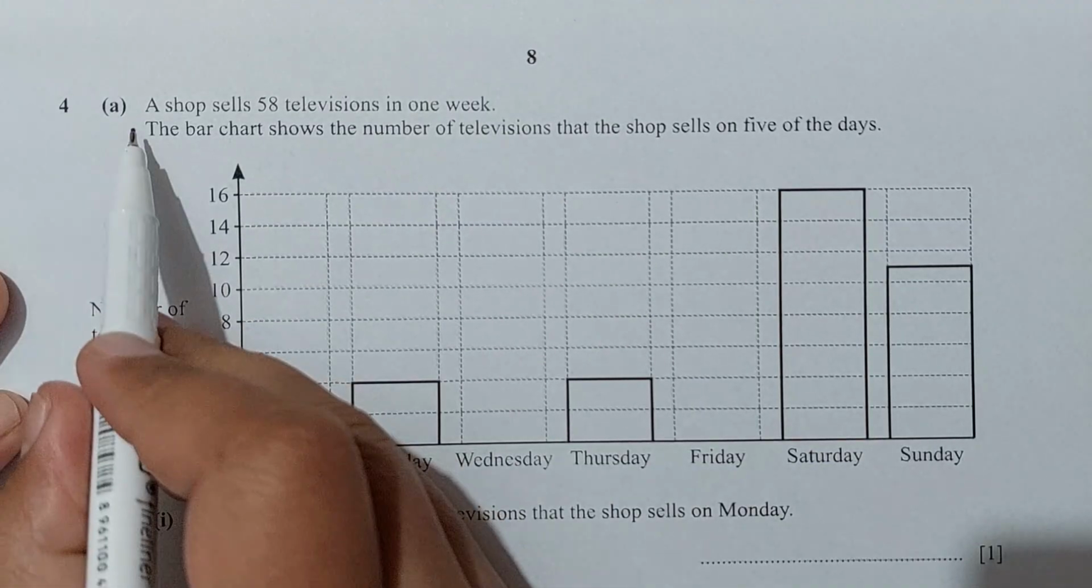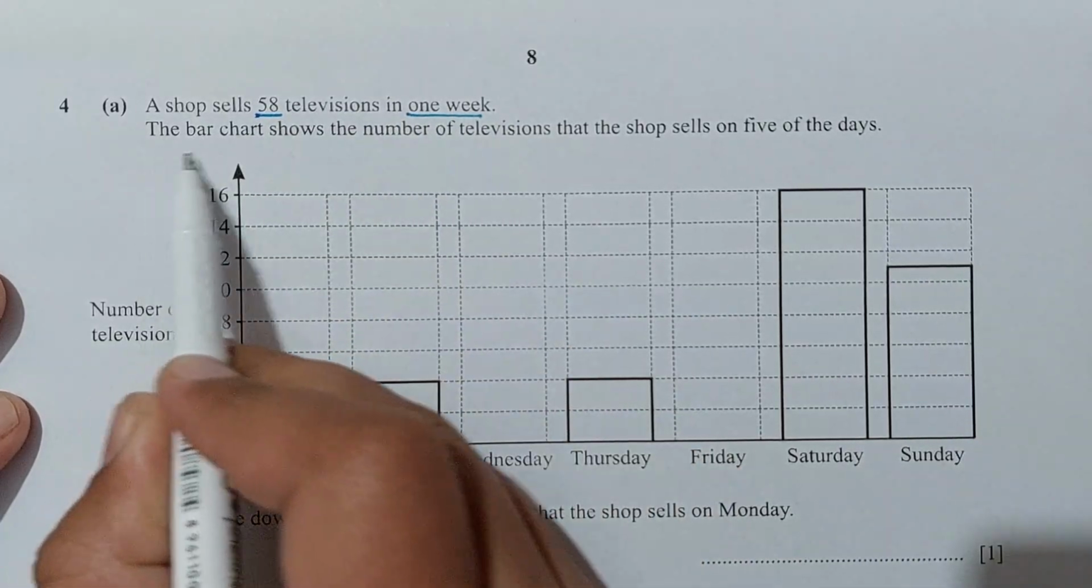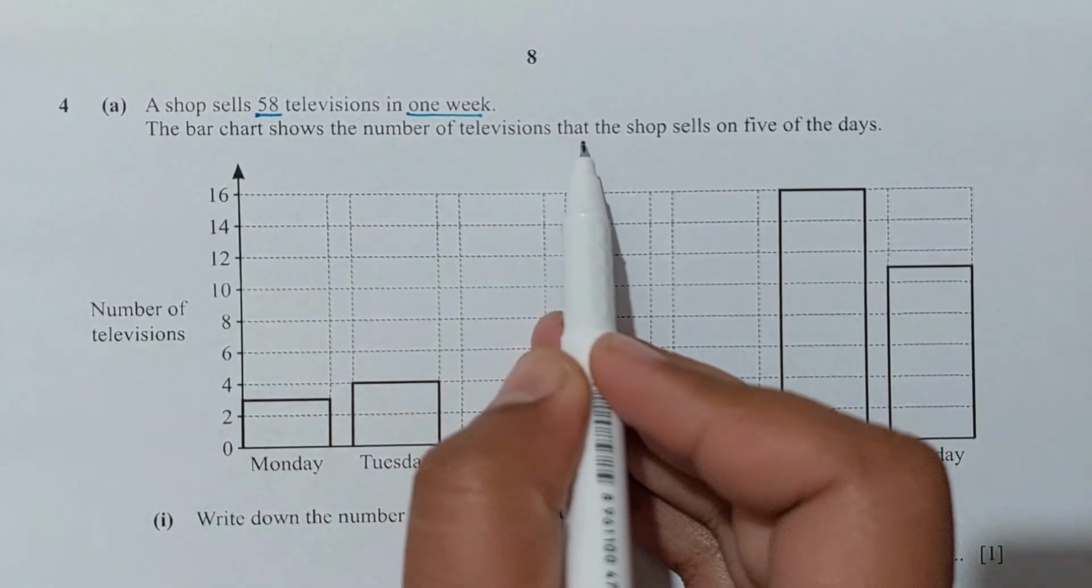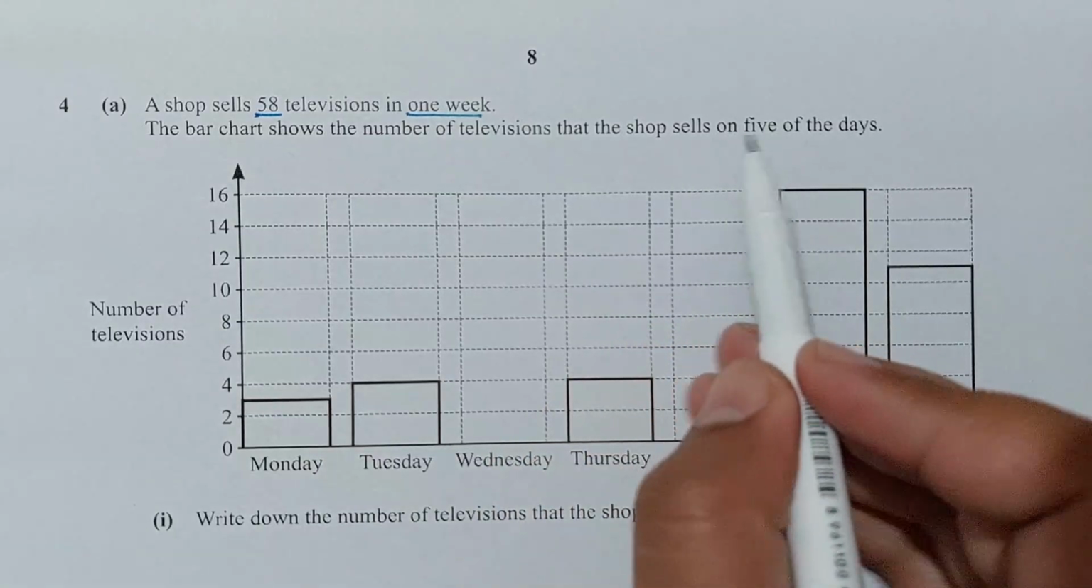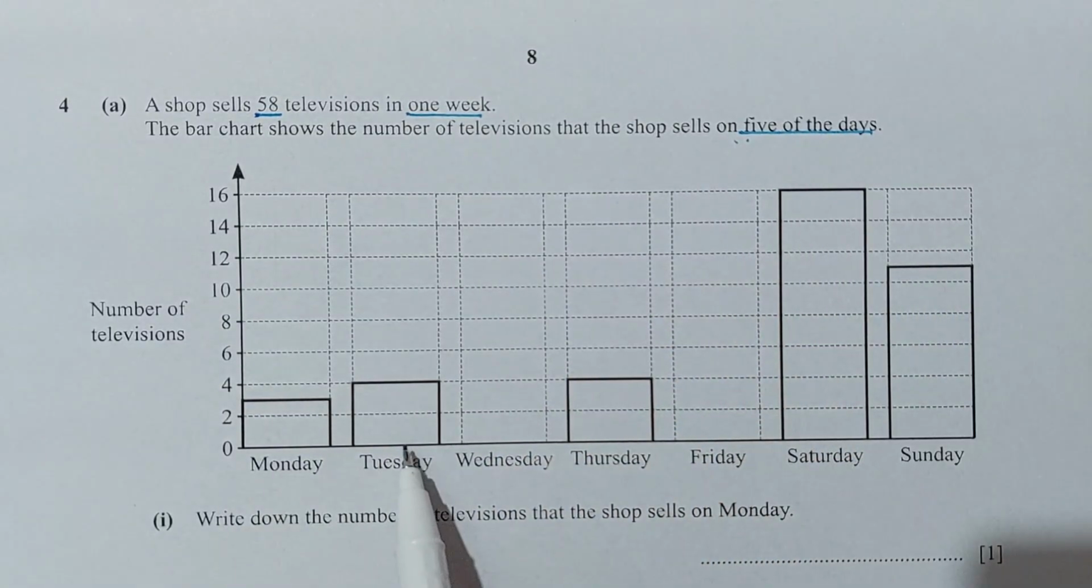Question number 4, part A. A shop sells 58 televisions in 1 week. The bar chart shows the number of televisions that the shop sells on 5 of the days of the week: Monday, Tuesday, Thursday, Saturday, and Sunday. Number 1, write down the number of televisions that the shop sells on Monday. How many televisions does the shop sell on Monday?